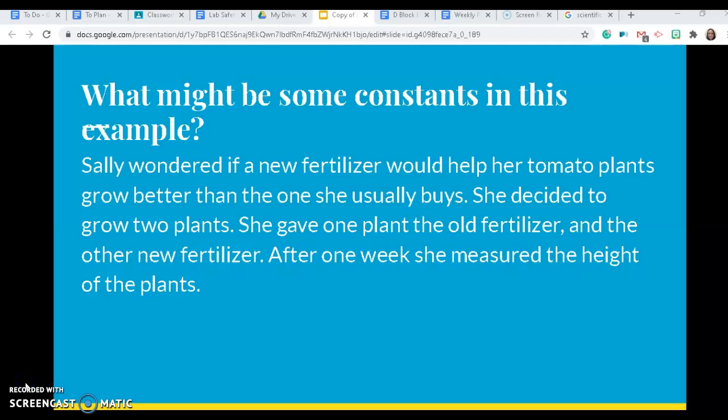What are some things that you think would need to be kept constant in this example? So Sally chose a new fertilizer and she thought that it would affect the height of tomato plants. So, what are some things that you think would need to be kept constant between the plant with the old fertilizer and the plant with the new fertilizer? What are some things that need to be kept the same?